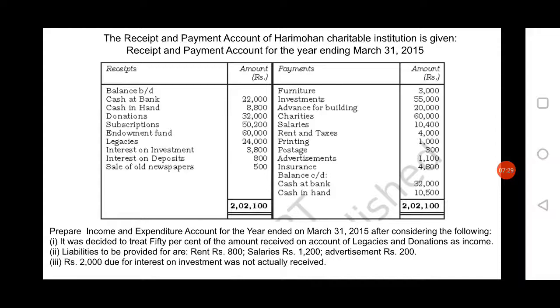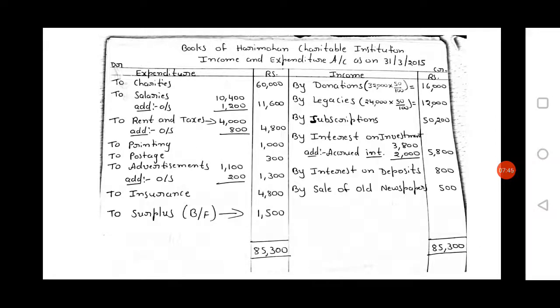The next item is interest on investment 3,800. It is revenue received, recurring. Related third adjustment given: rupees 2,000 due for interest on investment was not actually received. That means that is outstanding. Therefore here on the income side first you have to write by interest on investment, that is recurring, 3,800. For that you have to add accrued interest, means income earned not yet received. Third adjustment 2,000. Then you will get outer column 5,800.